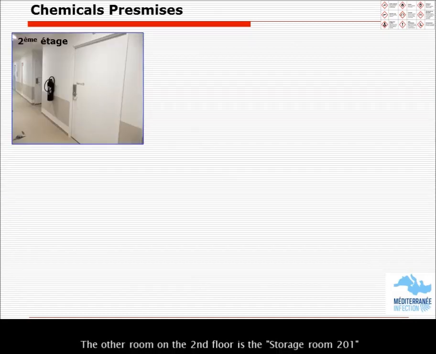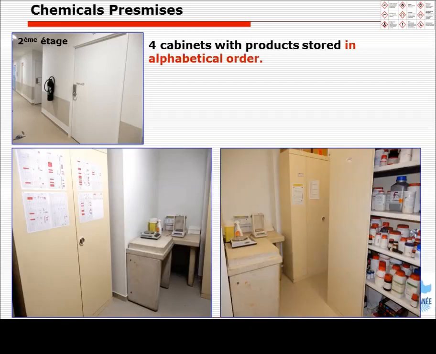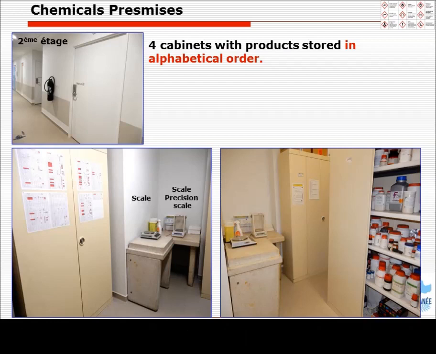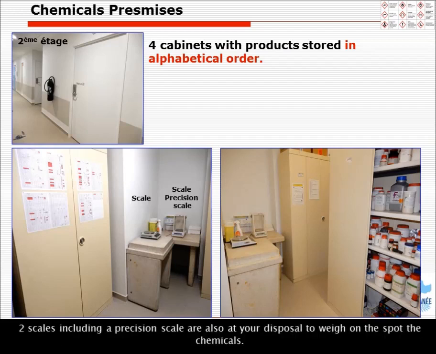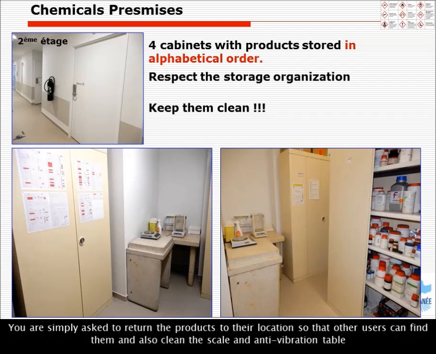The other room on the second floor is the Reserve 201. In its four cabinets, you will find shared chemical products arranged in alphabetical order. Two scales including a precision scale are also at your disposal to weigh on the spot the chemicals. You are simply asked to return the products to their locations so that other users can find them, and also clean the scale and anti-vibration table.